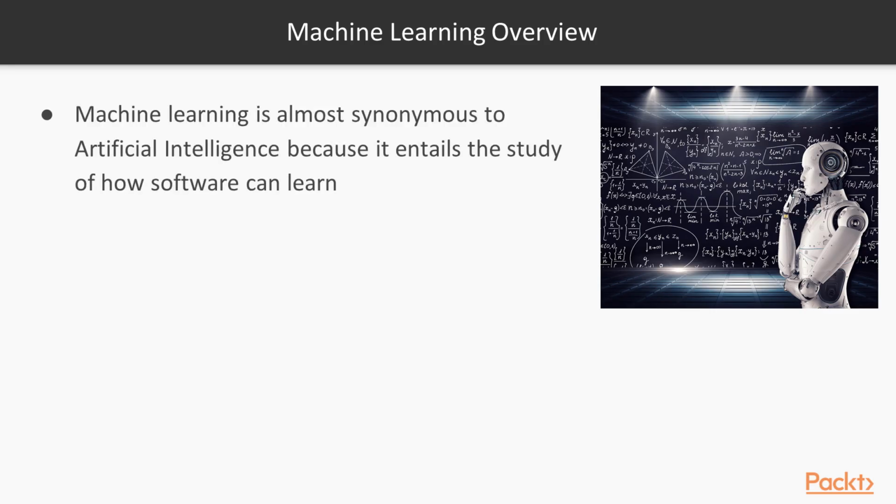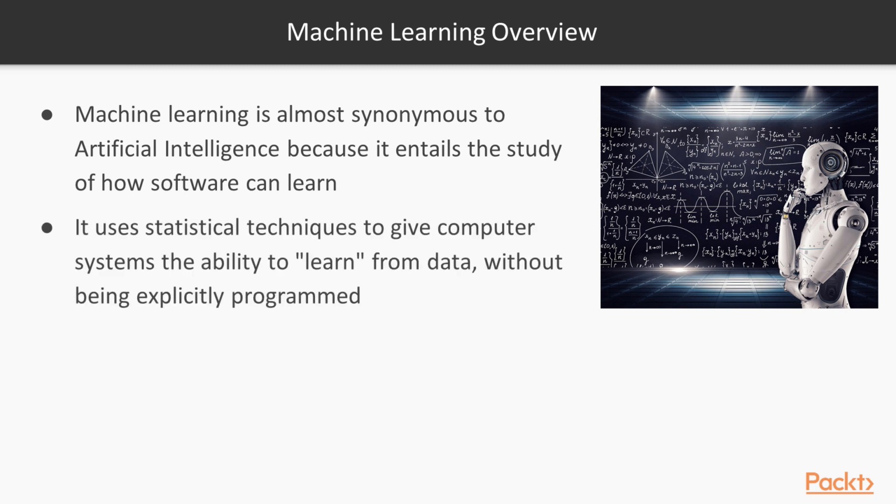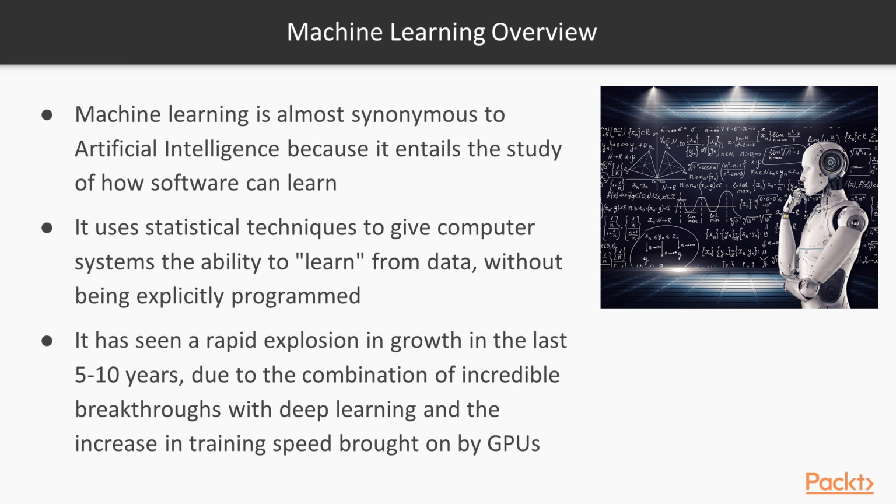Well, machine learning has been synonymous with artificial intelligence over the last few years, and it basically entails how we can make software or computers learn. So essentially, machine learning is actually statistical analysis or statistical predictions repackaged. And the reason it's been repackaged is because it's shown enormous growth over the last 5 to 10 years.